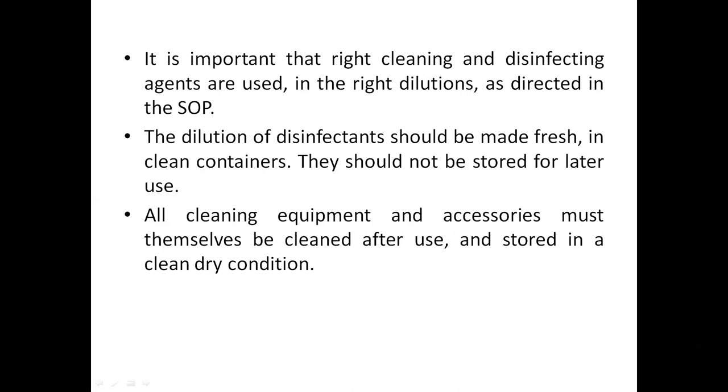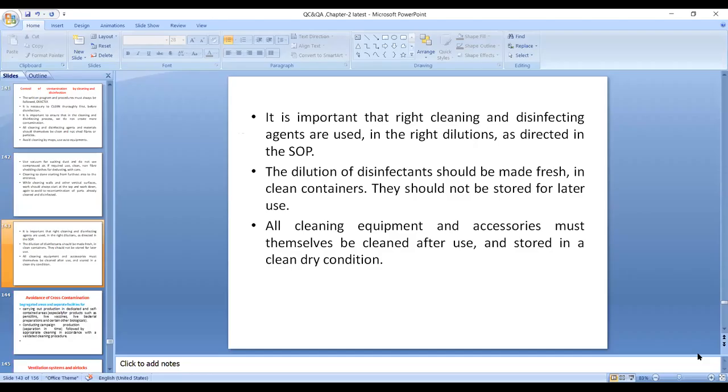The dilution of disinfectants should be made fresh, in clean containers. They should not be stored for later use. All cleaning equipment and accessories must themselves be cleaned after use and stored in a clean, dry place.